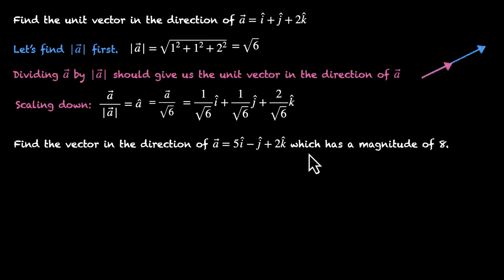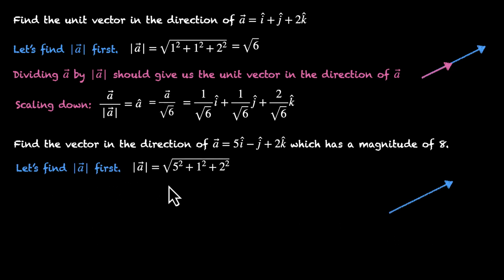Okay, so what we can do is, if we can find the unit vector, we can scale it back up, and this time we'll multiply it by 8. This is the magnitude that we need. So let's do this step by step. Let's first find the magnitude of a vector, mod a vector. That's square root of 5 square plus 1 square plus 2 square. That's 25 plus 1, 26 plus 4, 30. So this is root 30. This vector has a magnitude of root 30.